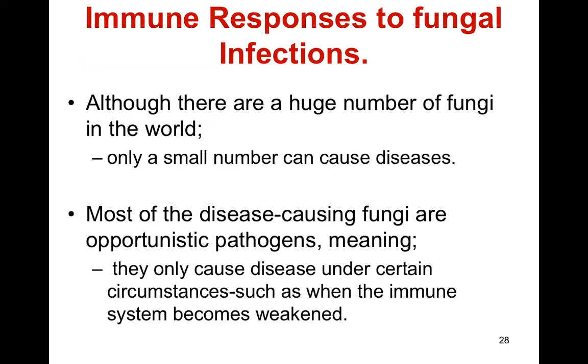How about immune response to fungal infections? Fungi, although a huge number of fungi exist in the world, only a small number can cause disease. Why? Because most of these disease-causing fungal infections are opportunistic pathogens. Why are they opportunistic pathogens? Because they would only cause disease under circumstances when the immune system becomes weakened, like in patients who are immunocompromised.